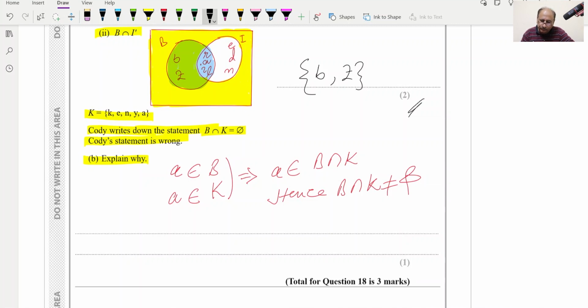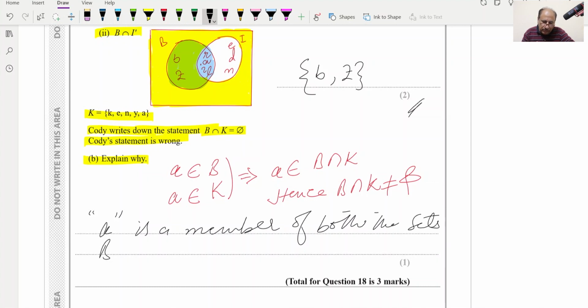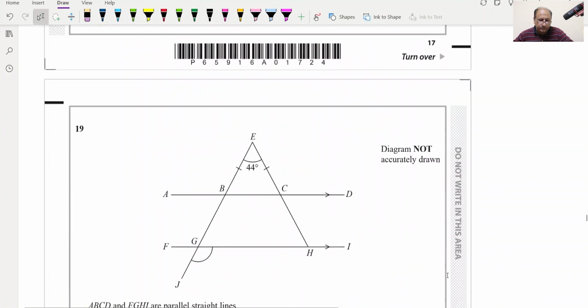Hence we can write B intersection K is not equal to the empty set, is not a null set, not a set having no members. So we say that A is a member of both the sets B and K, hence B intersection K cannot be equal to the empty set. This is what we can write as the statement.